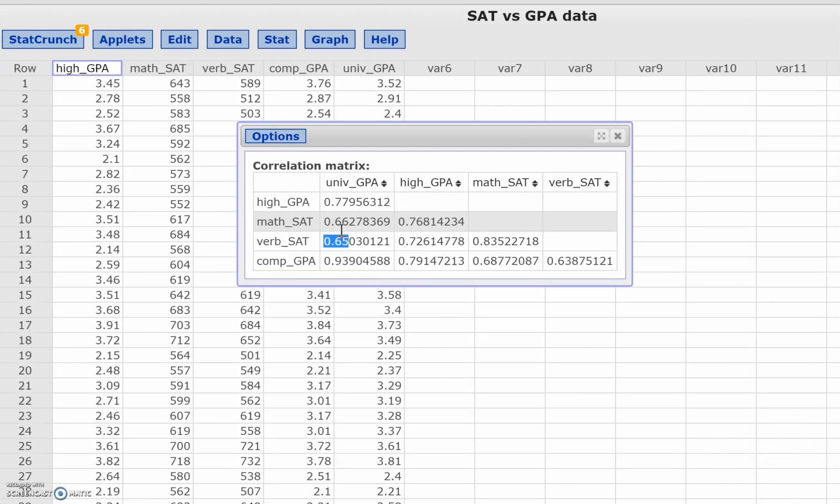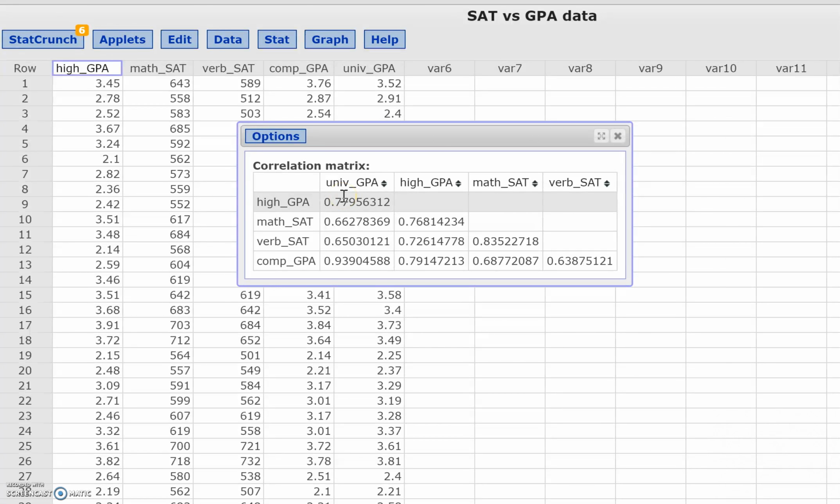That's why they use this on applications. We can also see some of the relationships between our high school GPA and those other SATs, and the two SATs to each other. I'm going to ignore this last row here of comp GPA because I really still don't know what that means. It is very highly correlated with the university GPA, so not sure where it comes from, but probably some version of that. So correlation is looking good.